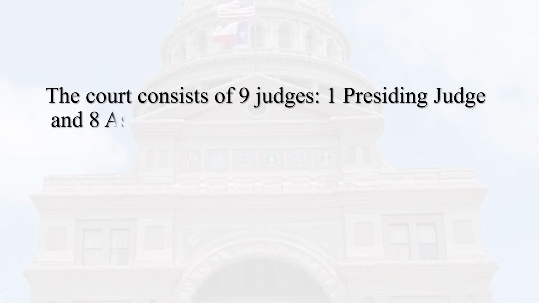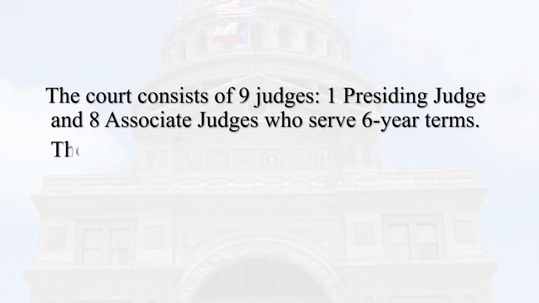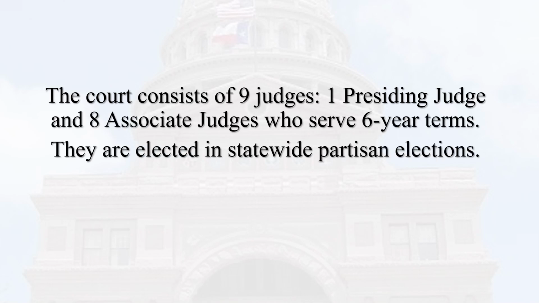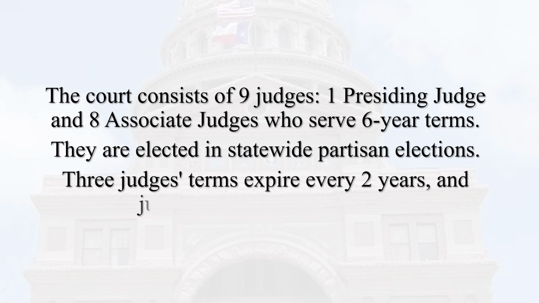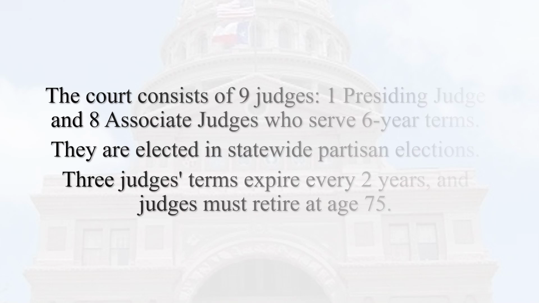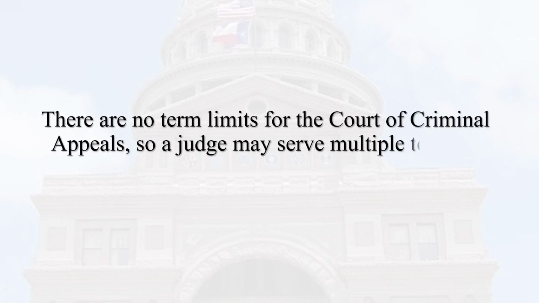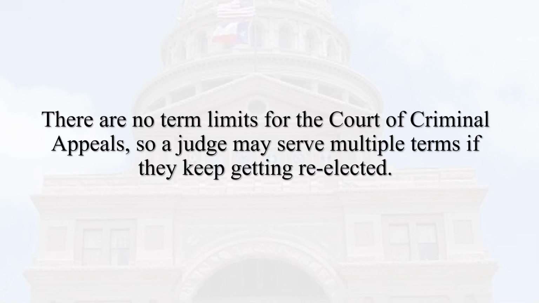The court consists of 9 judges, one presiding judge, and 8 associate judges who also serve 6-year terms. They are elected in statewide partisan elections. 3 judges' terms expire every 2 years, and judges must, by law, retire at age 75. There are no term limits for the Court of Criminal Appeals, so a judge may serve multiple terms if they keep getting reelected.